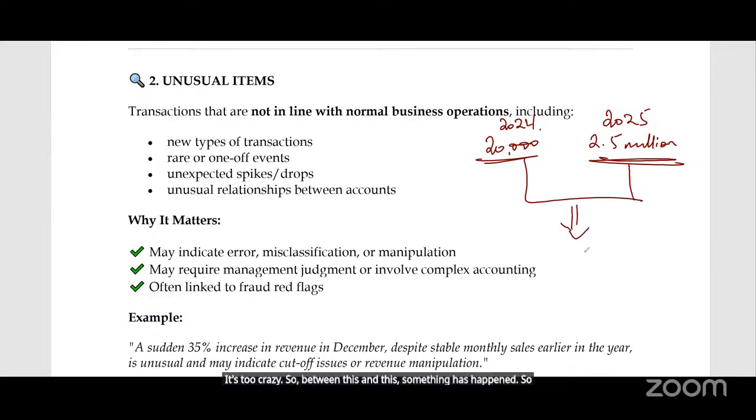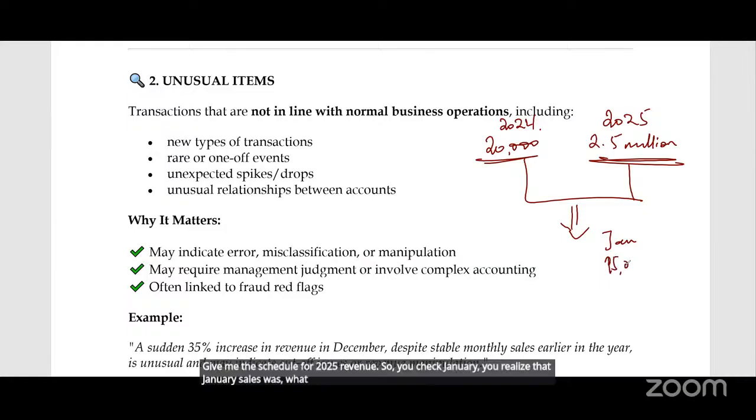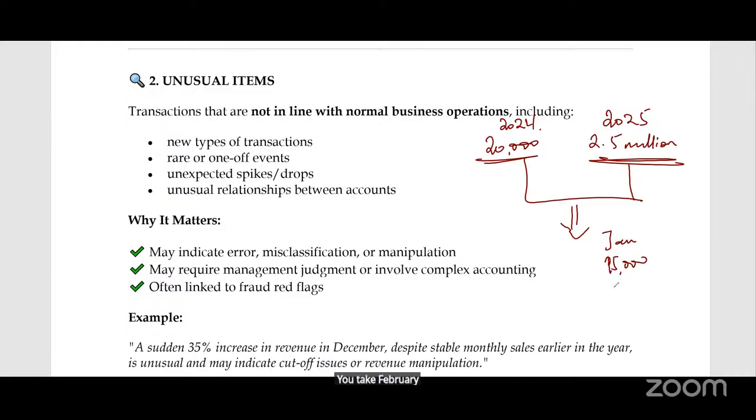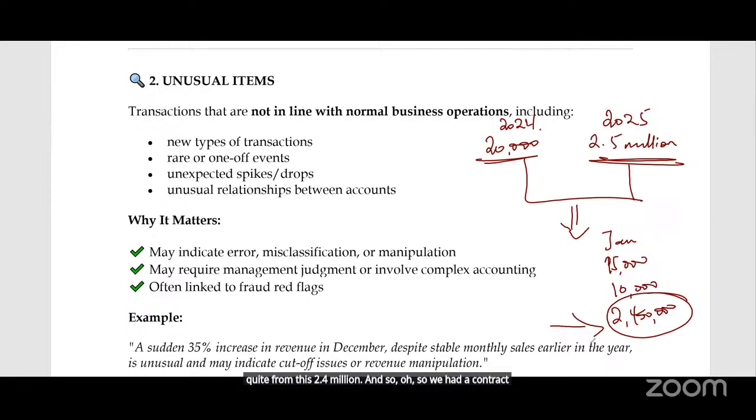So I can say, okay, please give me the schedule for 2025 revenue. So you check January, you realize that January sales was 15,000. Okay. You check February, sales was 10,000. You check March, and then you have 2.4 million in March. Then you can say, why this sudden jump of 2.4 million? Then they say we had a contract to construct a factory complex for one entity in France, and that is why we have this in terms of the revenue. Do you understand? So when they are unusual items, they require questioning.